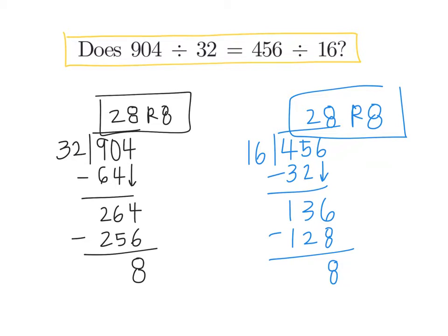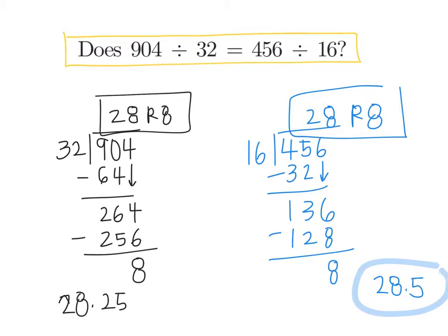So our original question, we want to know if 904 divided by 32 had the same value as 456 divided by 16 because they were both 28 remainder 8. What was the actual value of 904 divided by 32? Everyone? 28.25. What was the value of 456 divided by 16? 28.5. So do they have the same value? No. How can that be? Because they both are 28 remainder 8, but one is equal to 28.25 and one is equal to 28.5.